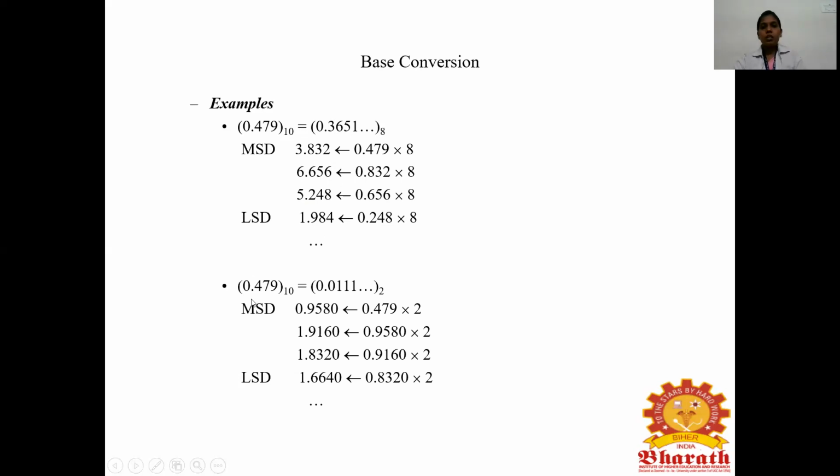Likewise, the next example is the conversion from decimal to binary. For binary, we know the base is 2 and we process with this 2. Take 0.479 into 2. Here we got the answer 0.958. Then take the fractional part alone, 0.958 into 2. When we multiply, we got the answer 1.916. At last, after some iterations, we stop. Here we have stopped with 4 iterations. And then from the top, we start writing the answer, that is 0.0111.